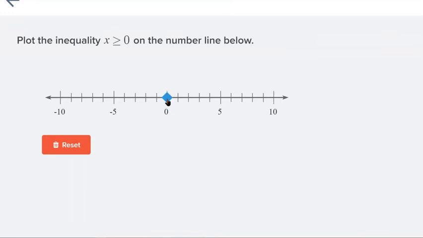You click, hold, and drag. If you stop here, that is wrong. You have to keep going until it becomes an arrowhead, and that is complete. Now, this one has an equal. You leave it like that, and that is your answer to that question.